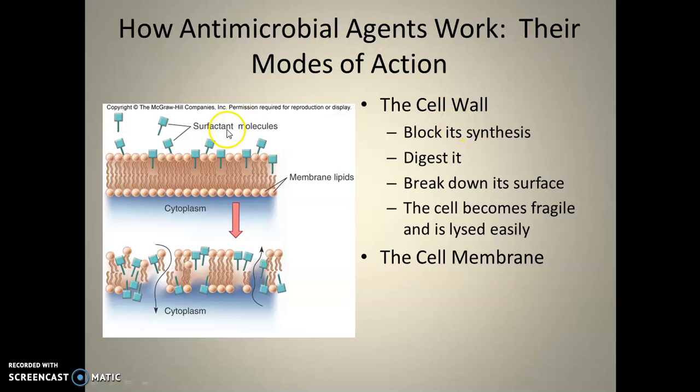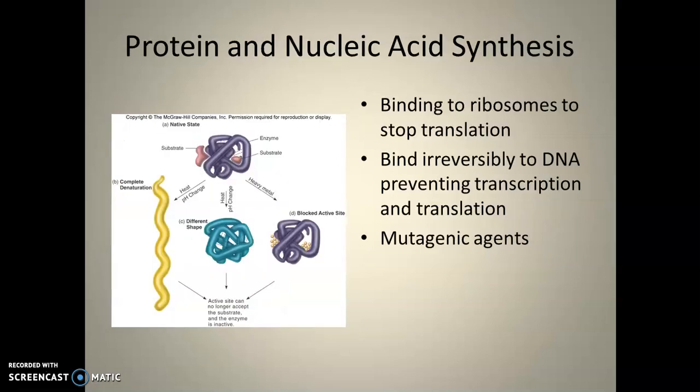There are molecules called surfactant molecules. Surfactant molecules can actually get into the membrane and destabilize it. So that's just one way in which we're acting to destroy microbial life. The other ways are to interact with the proteins or nucleic acids.